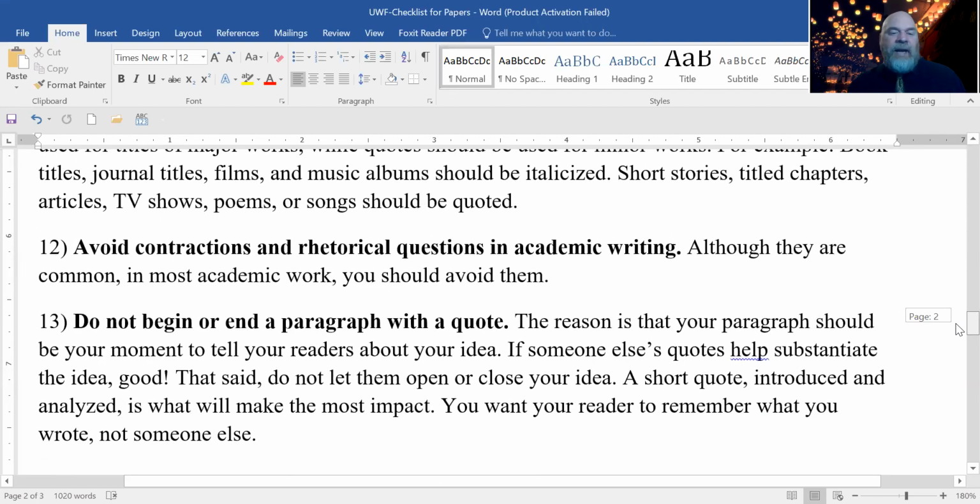Avoid contractions and rhetorical questions in academic writing. So contractions, we've already talked a little bit about those, but those are can't instead of cannot, which is one word, don't instead of do not. You want to make sure you use the longer version of that. So it's helpful for you, especially if you're trying to get up to a word count. You want to add that one extra word in most instances. So think of it as a benefit in that way. But also it makes the writing just a little bit more formal. So unless somebody tells you to use contractions, in journalism, often they want you to use contractions because it's an issue of space. But outside of journalism, you want to go ahead and avoid the contractions.